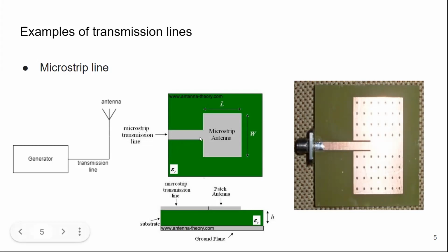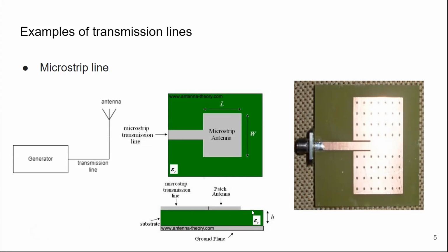and then this transmission line is used to carry the signal from the input source to the antenna. So this is a real picture of such an implementation. And so when we take the top view, it is like this. When we take the side view, it is like this.